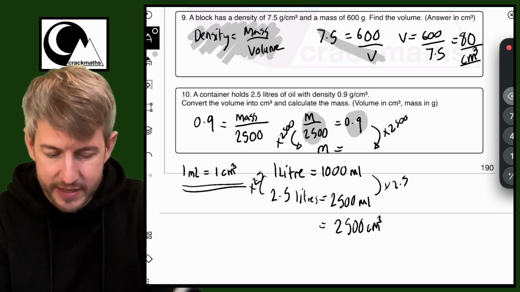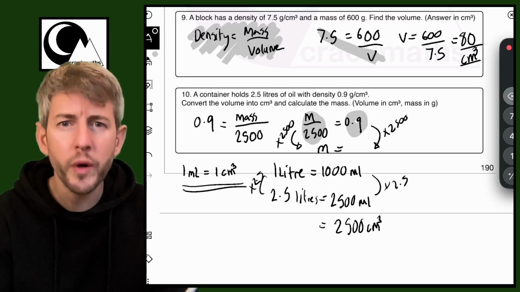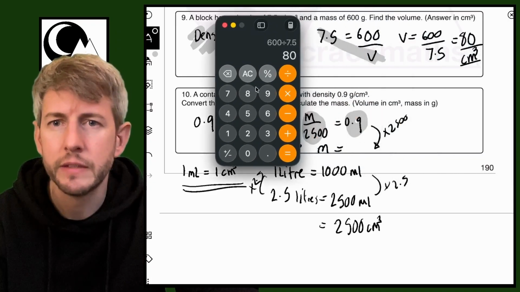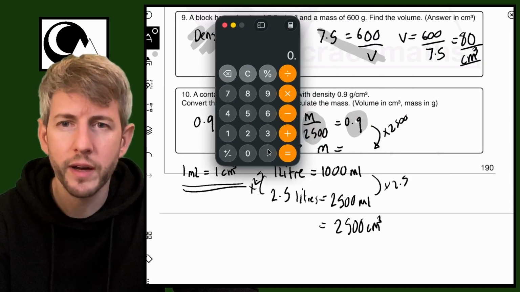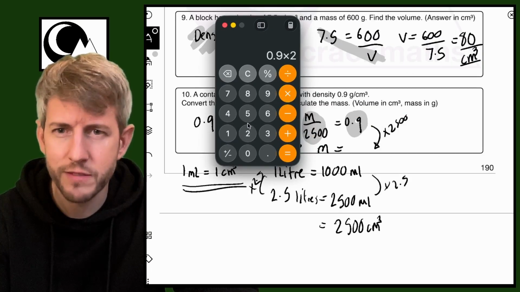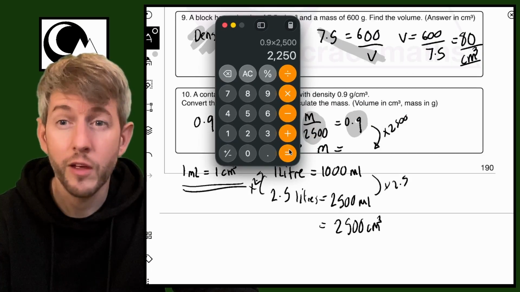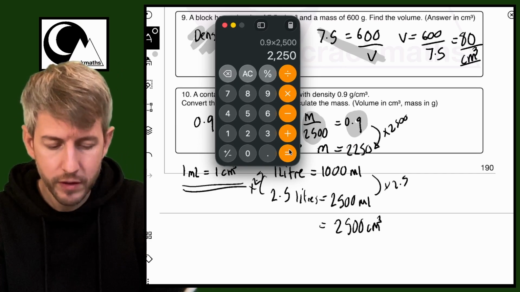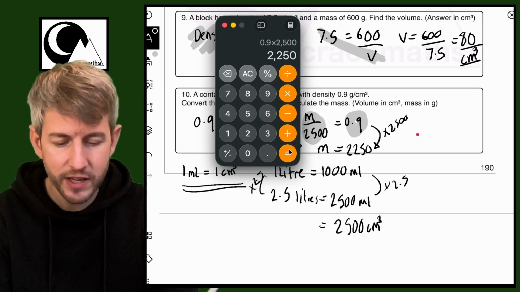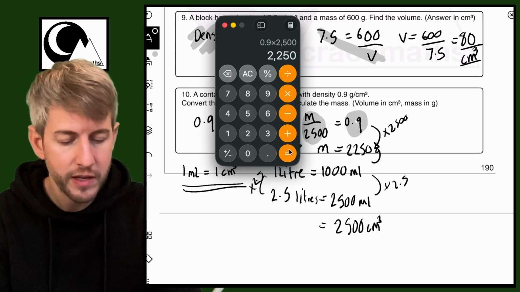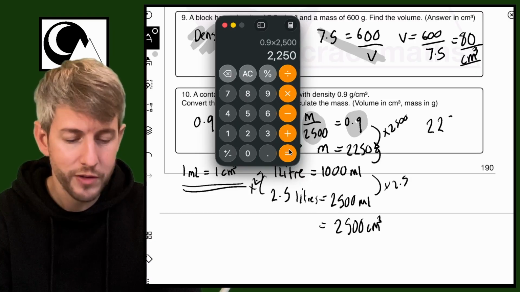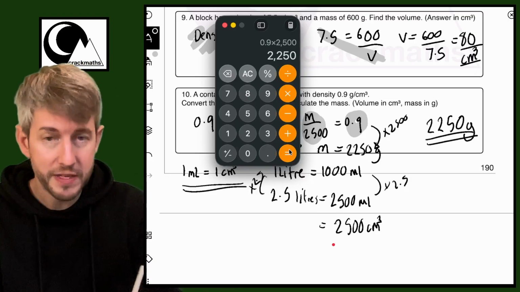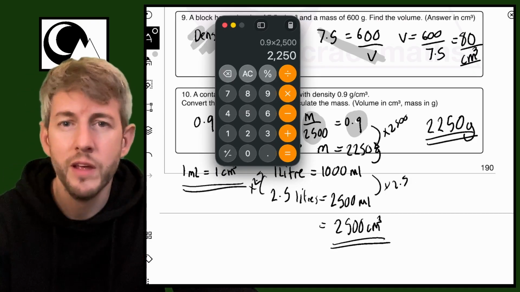So I get m here is equal to this. And then 0.9 multiplied by 2,500, well, I've got to bring this over here and do it like this. So we've got 0.9 multiplied by 2,500, and that equals 2,250. Okay, so I'll just write that here. So that's going to be in grams because that's the mass. So the answer to that is 2,250 grams. Okay, so we've got the volume in centimetres cubed down there, and we've got the mass over here.